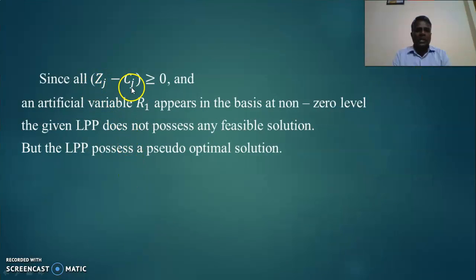Since all Zj minus Cj are greater than or equal to 0 and the artificial variable R1 appears in the basis at non-zero level, the given LPP does not possess any feasible solution, but the LPP possesses a pseudo-optimal solution.